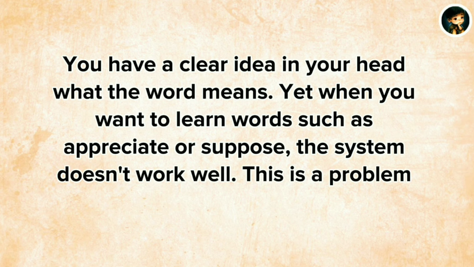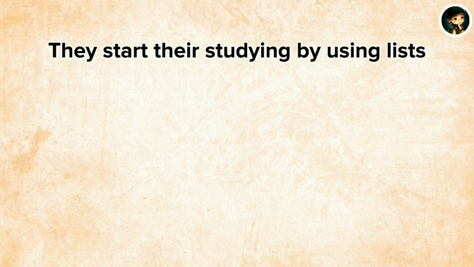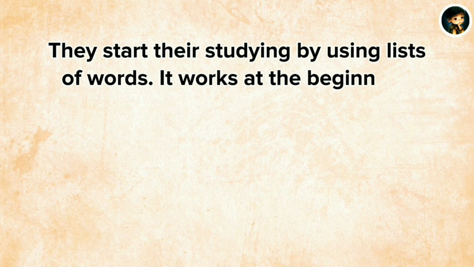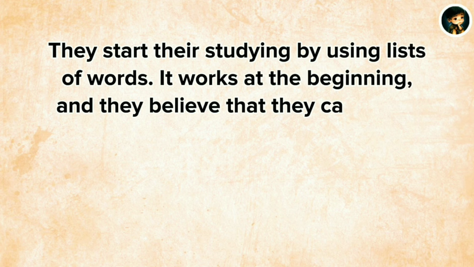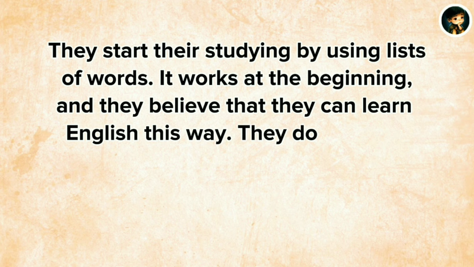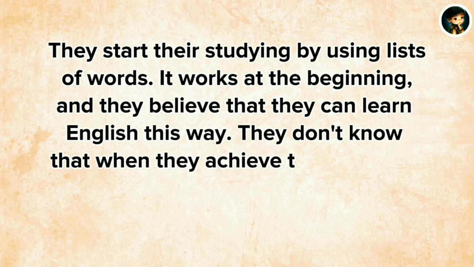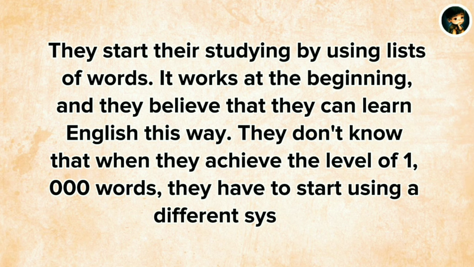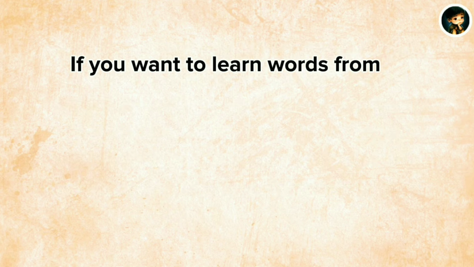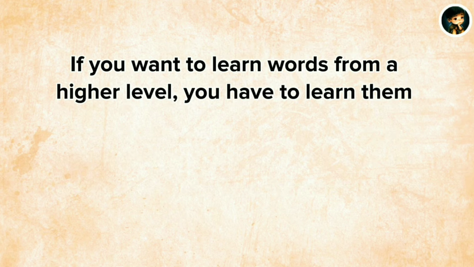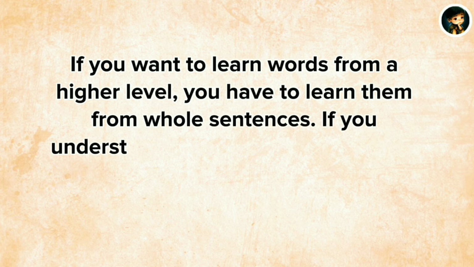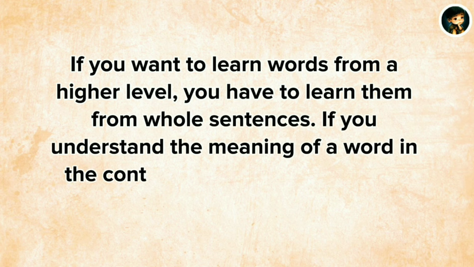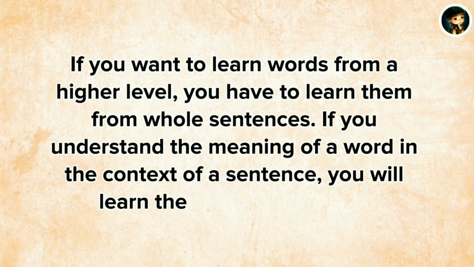This is a problem many students experience. They start their studying by using lists of words. It works at the beginning, and they believe that they can learn English this way. They don't know that when they achieve the level of 1,000 words, they have to start using a different system. If you want to learn words from a higher level, you have to learn them from whole sentences. If you understand the meaning of a word in the context of a sentence, you will learn the word much better.